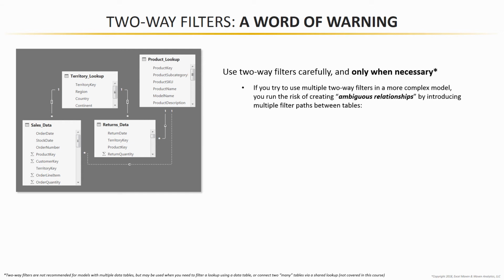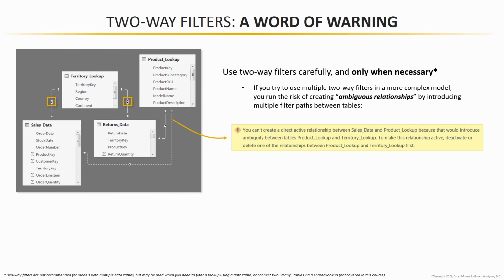Because you're essentially introducing multiple filter paths between tables that could potentially contradict each other. So consider this data model shown here on the left. We've got the same three tables that we've been looking at, plus now a product lookup table as well. And you'll notice that there are two bidirectional filters here, from territory lookup down to sales and down to returns.